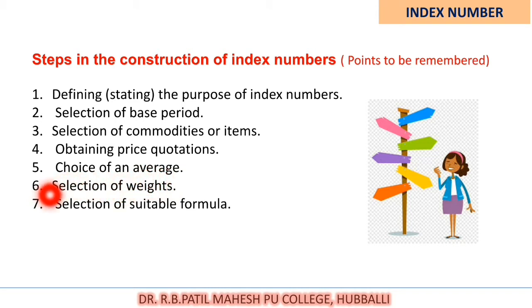After choosing the average, the sixth step is selection of weights. Weights are nothing but quantities. Based on the relative importance of the items, you have to attach weights to the items. After choosing the weights, the last step is selection of a suitable formula. Based on the availability of data, we choose one formula to find the index number. So let us discuss them one by one in detail.